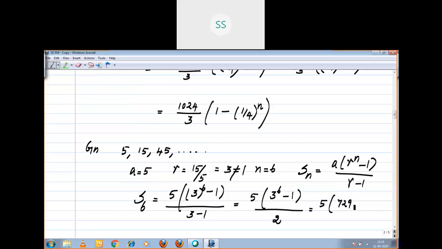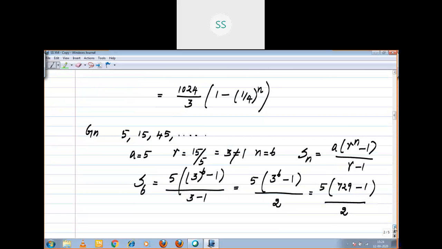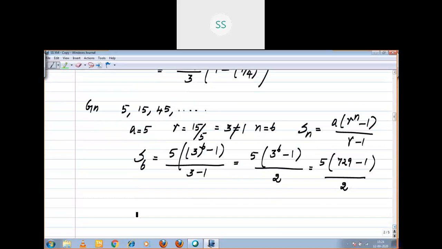Now, 5 into 3 power 6. 3 3s are 9, 9 9s are 81, 81 9s are 729, minus 1, divided by 2. Right? Now, S6 equal to 5 into 728 divided by 2.